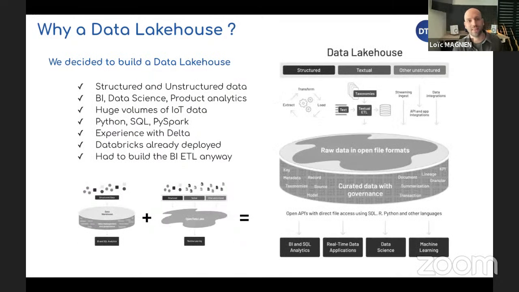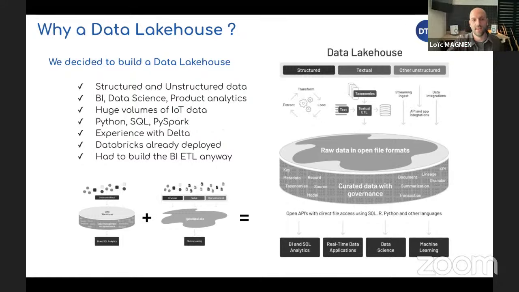So we decided to build a data lakehouse where you basically can store both structured and unstructured data. That's the key point of the data lakehouse. And as you can store both types of data, you can use it for BI, data science, and at MyLight for product analytics. We have a huge volume of IoT data. We can use Python, SQL, and PySpark in the team. So it was a very good background to build a lakehouse using Databricks.